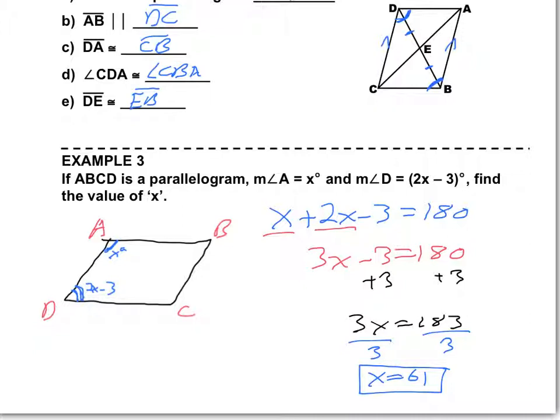And you could double check that. You could plug it in here and say that angle A is 61. So 61 plus 2 times 61 minus 3 should equal 180. 2 times 61 makes 122. Subtract 3 from that and you get 119. So 61 plus 119, and sure enough, that does make 180. You guys can check me in your calculator.